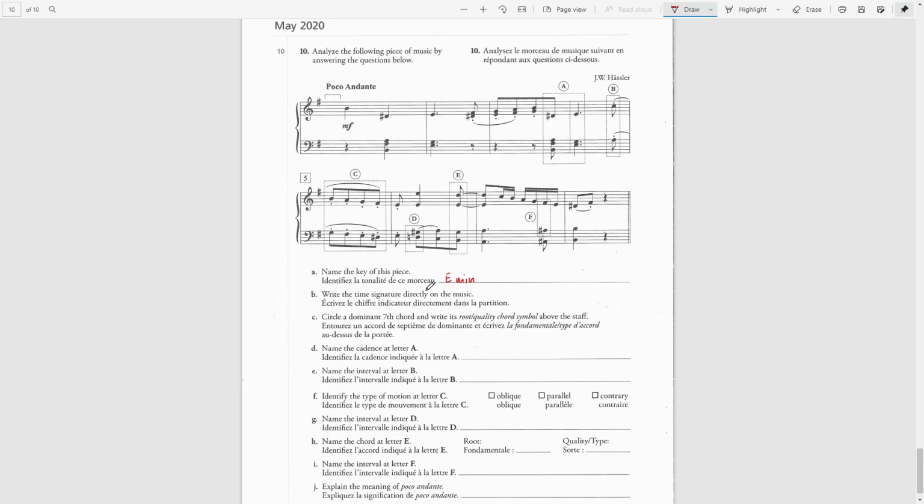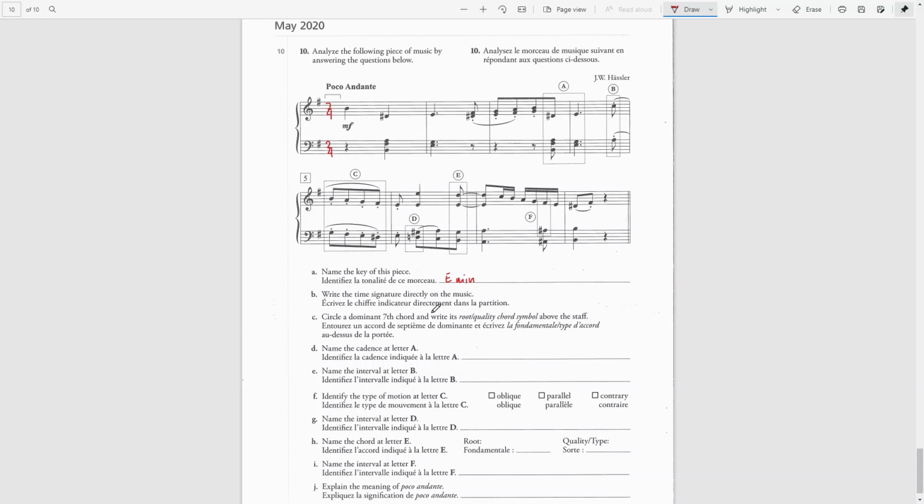Write the time signature directly on the music. In the first bar we have 2 quarter notes, then we have a dotted quarter. The time signature here is 2/4. Don't forget to write the time signature in the bass clef. This is one of the most common mistakes.